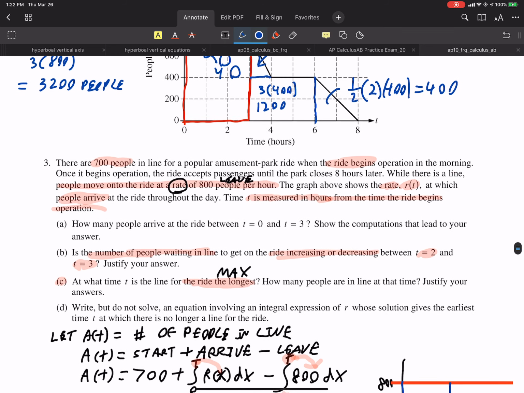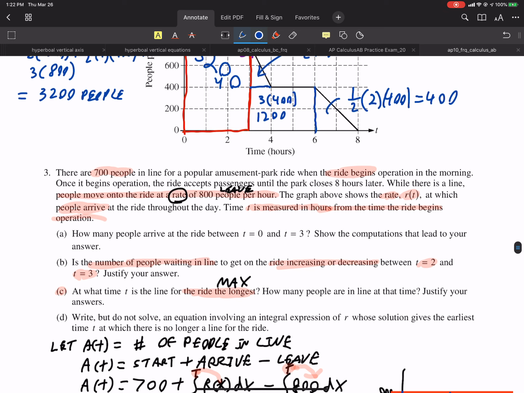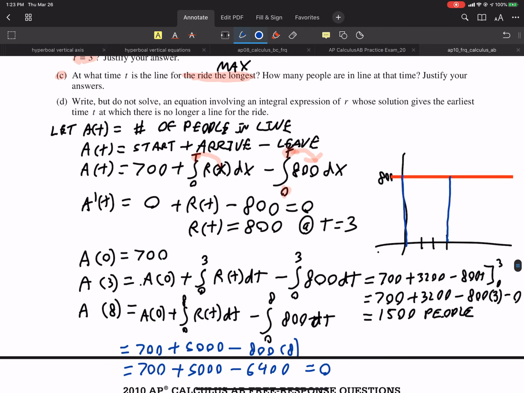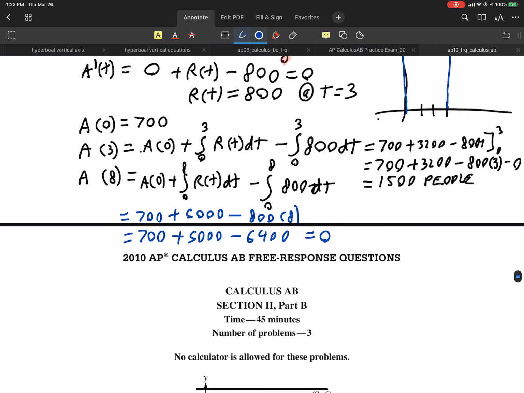Let's read the question. It says, while there is a line, people move on to the right at the rate of 800. So when the line is 0, no one's going to be leaving, clearly. And so that's kind of what's happening. It's kind of a weird situation.